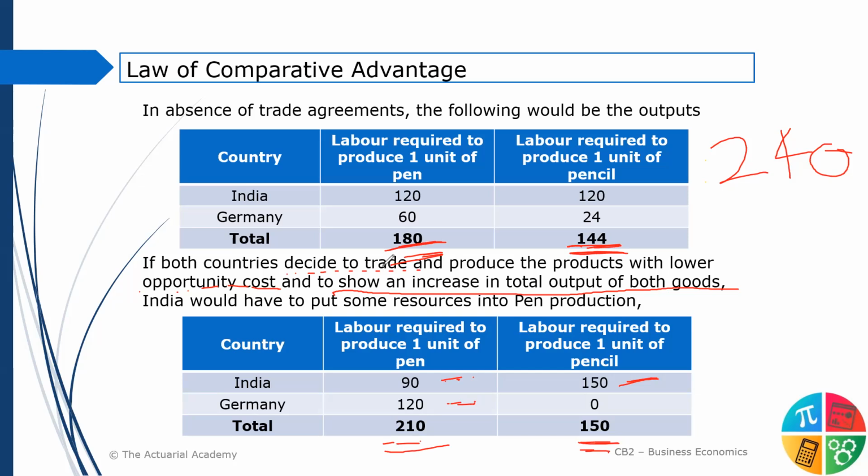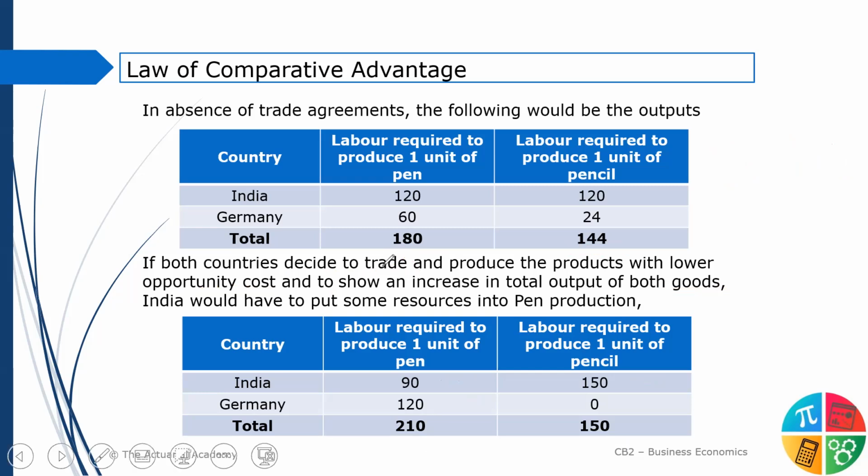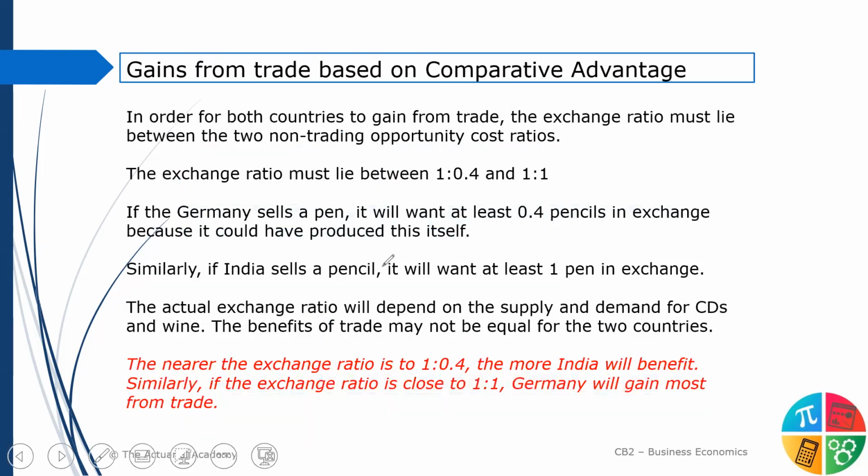But here, India had an absolute advantage in both goods. Again, we looked ahead from an opportunity cost perspective. So that's why we came to know that there could be a different set of outputs that could be produced, maximizing both countries' profits. Moving on.